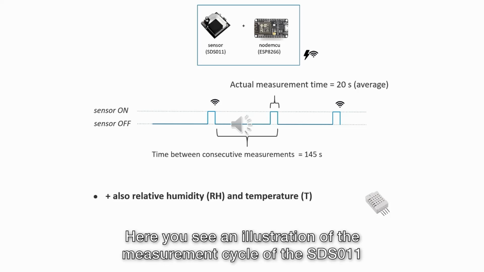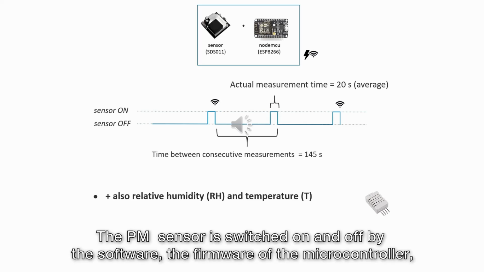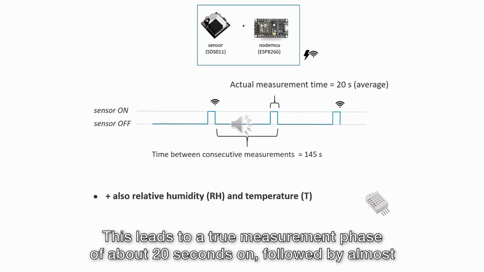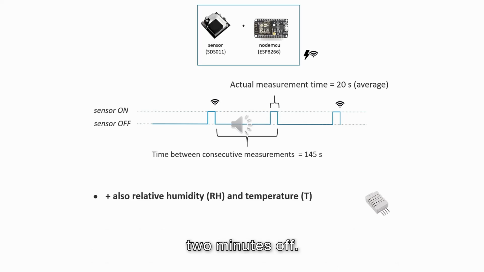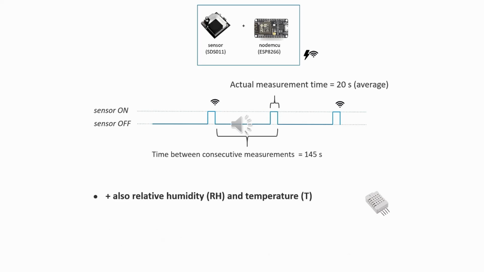Here you see an illustration of the measurement cycle of the SDS 011 in Luftdaten or Sensor.community. The PM sensor is switched on and off by the software, the firmware of the microcontroller, the Node MCU ESP8266, in order to extend its lifetime. This leads to a true measurement phase of about 20 seconds on, followed by almost 2 minutes off. Optionally, one can also attach a module like the DHT22 shown here to measure relative humidity and temperature.